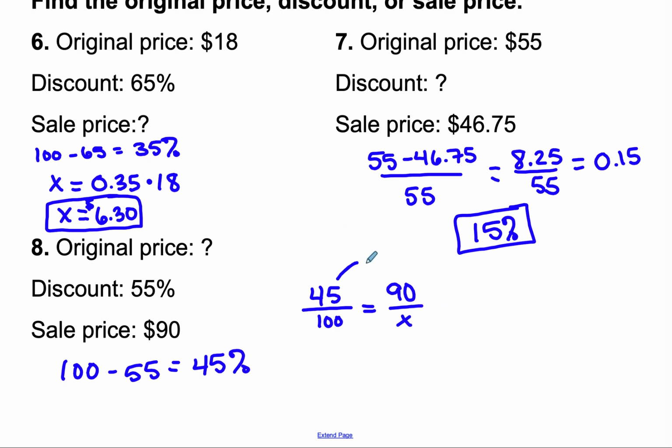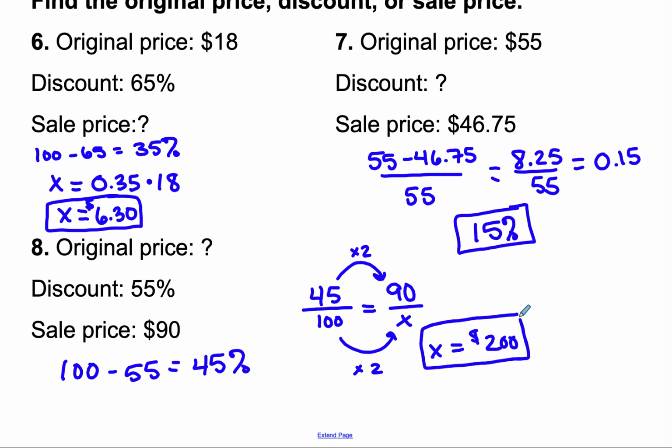I do see a multiplication pattern on this one. 45 times 2 is 90. So I'll do 100 times 2. That tells me X equals $200. Let's think about if it makes sense. My original price was $200 and it was a 50% discount. I'd pay $100. But my discount's a little more than that, so I'm paying a little less than $100. So yeah, my answer makes sense.